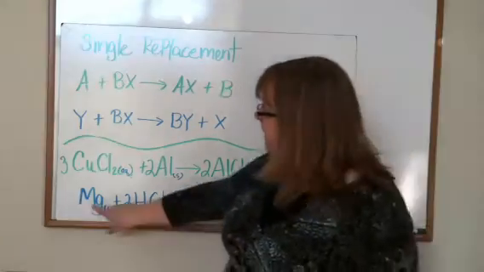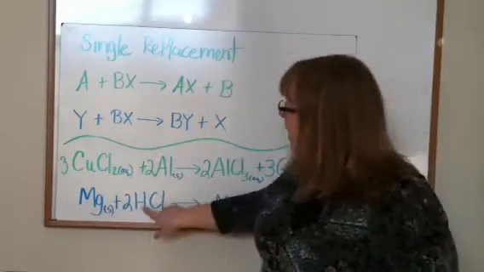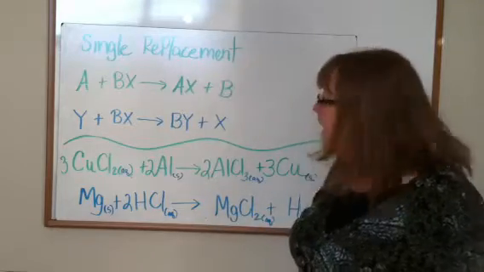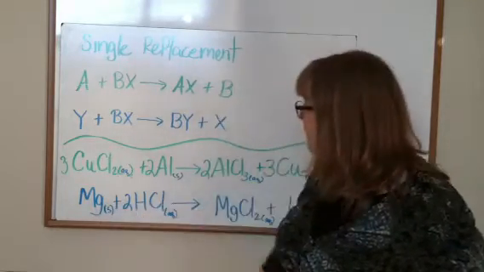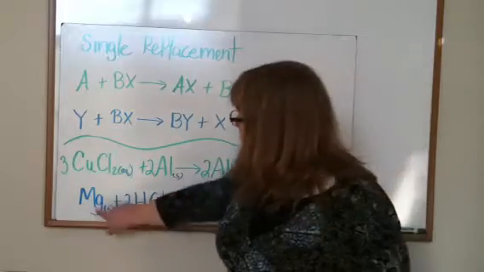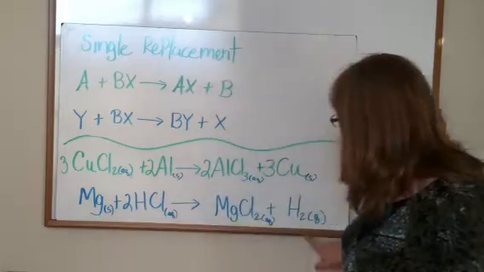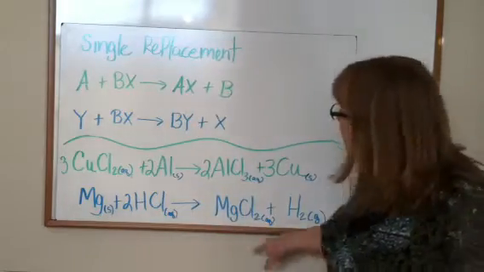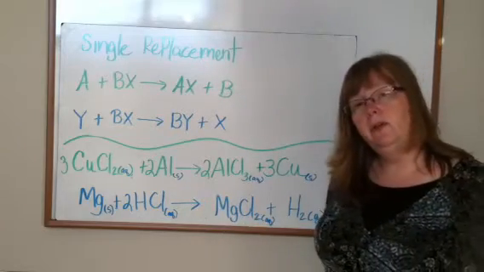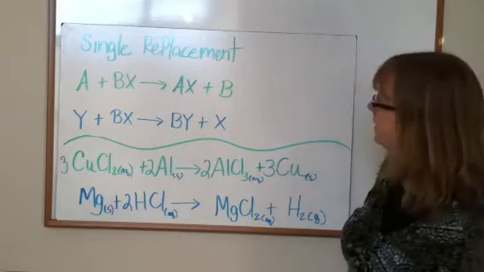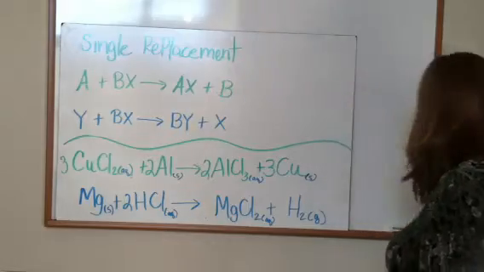Okay, here we have magnesium, single by itself, and this is hydrochloric acid. And so a metal can also replace the hydrogen in the acid. So the metal comes in and says, okay, bye-bye hydrogen, and H2 gas is given off, and now the magnesium is combined with the chlorine to form magnesium chloride.